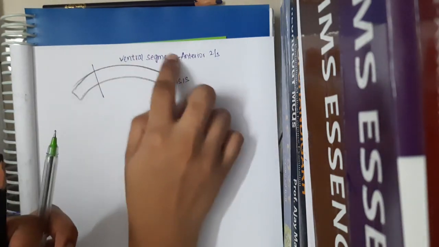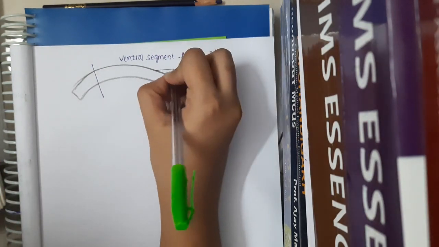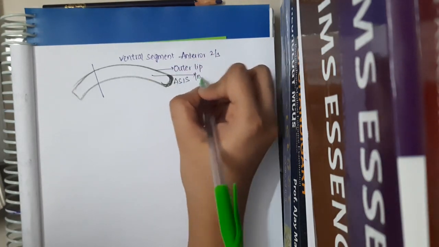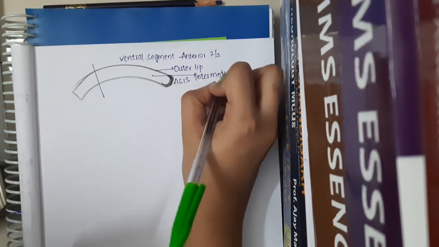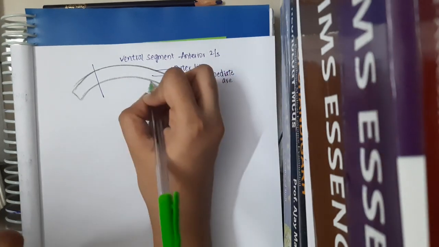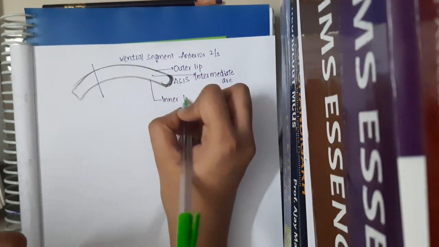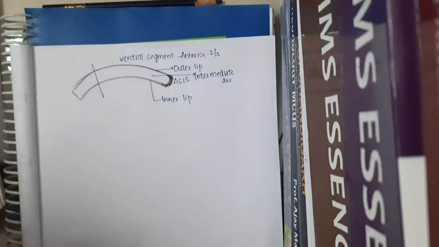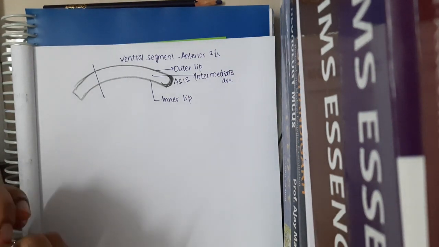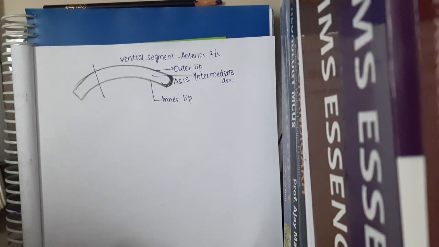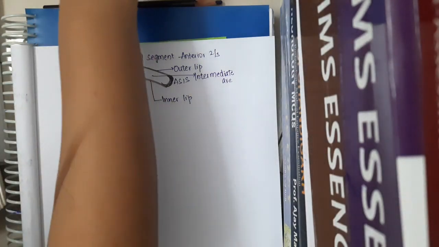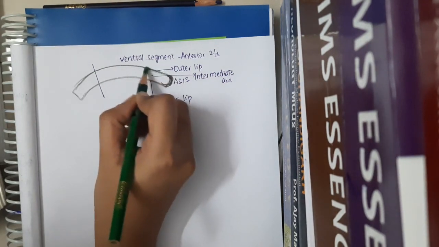Now to this ventral segment you have three parts: an outer lip, an intermediate area, and an inner lip. Now which structures are attached to the outer lip? In the outer lip there is attachment of tensor fascia lata. To this outer lip you have the tensor fascia lata attachment. Because it is a fascia, I am drawing it with this color.